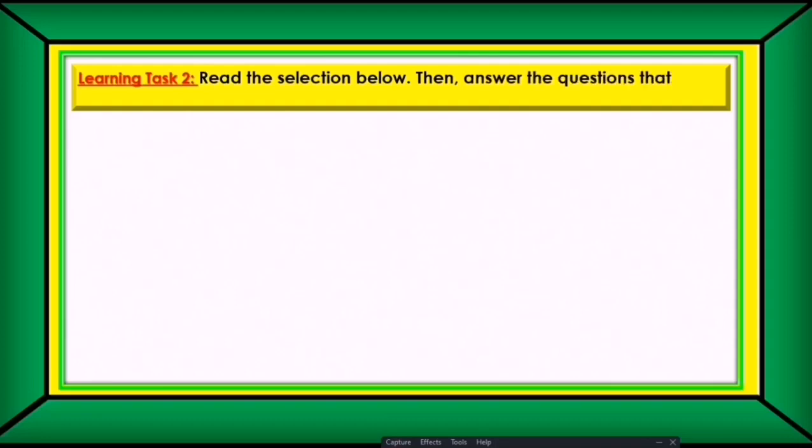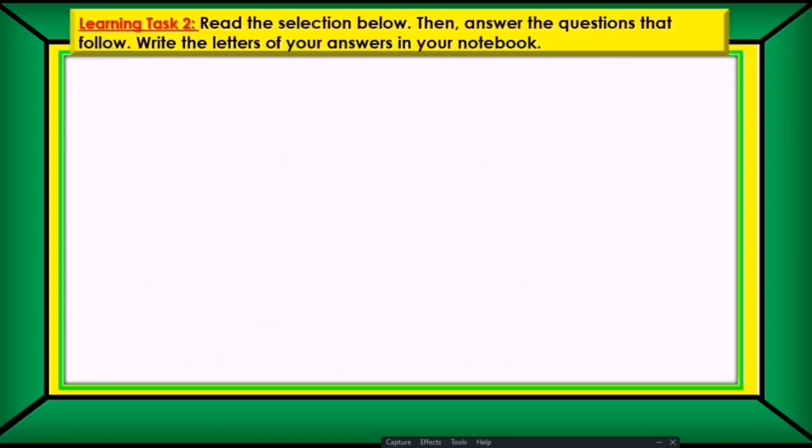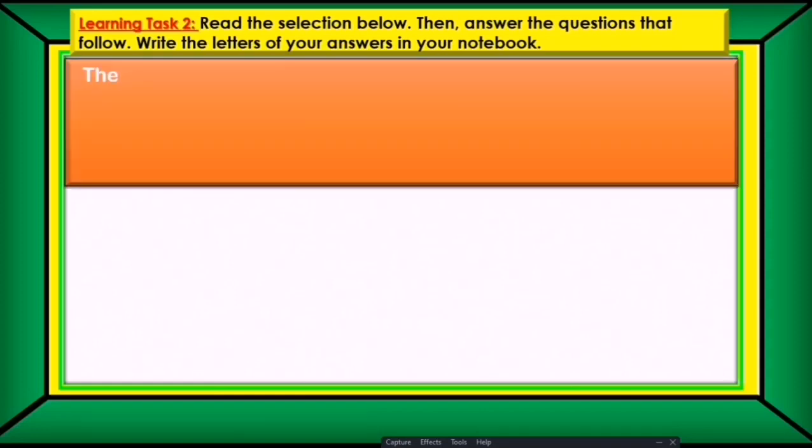Okay, this time for learning task 2. Try to read the selection below, then answer the questions that follow. Write the letters of your answers in your notebook. Okay, this is learning task 2. This time, I'm going to read the selection, then you're going to repeat afterwards, okay?